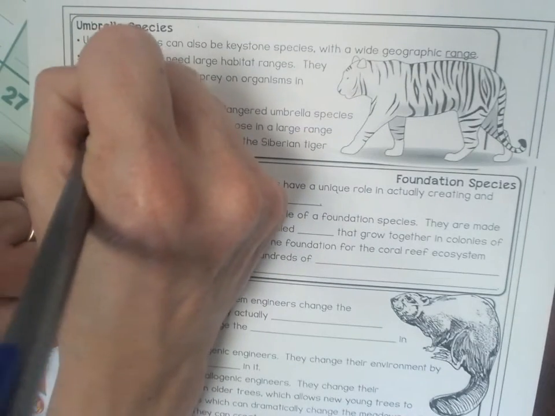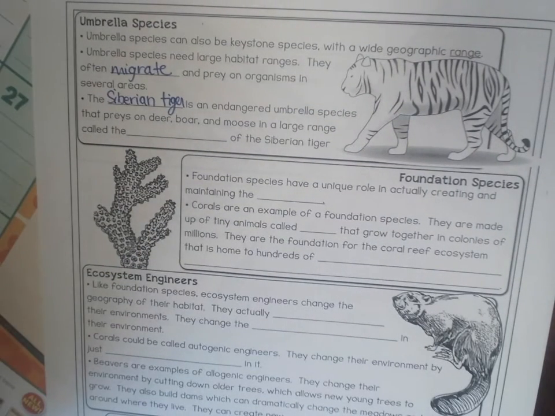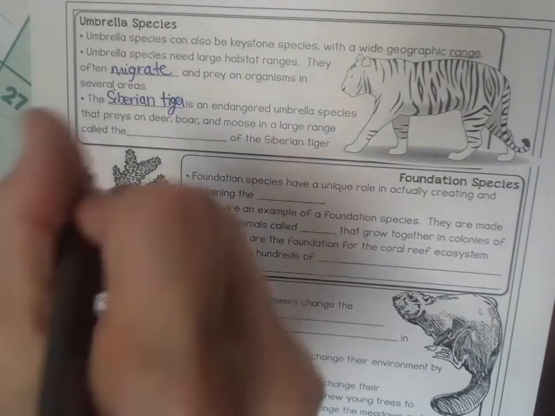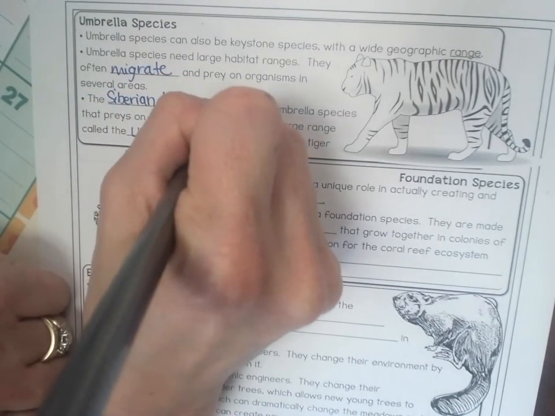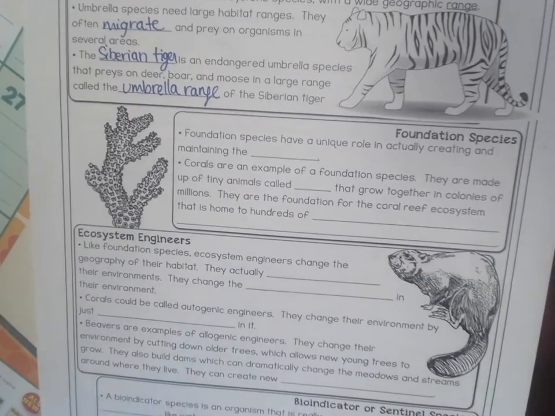The Siberian tiger is an endangered umbrella species that preys on deer, boar, and moose in a large range called the umbrella range of the Siberian tiger. So we're talking about the fact that the Siberian tiger does not stay in one small location. It has quite a large habitat range, and so therefore it's considered an umbrella species. That can also be a keystone species, and it helps to prey on lots of these primary consumers.